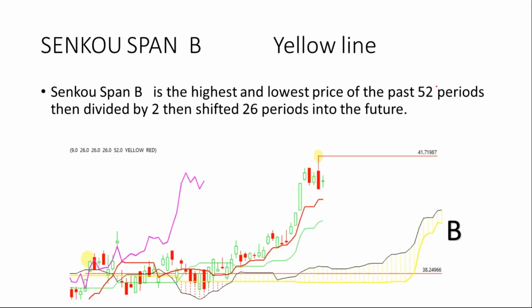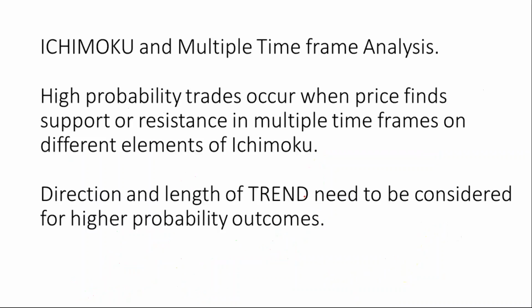So over 52 periods, it's a long gathering of price over 52 periods, and it's high-low divided by 2 and shifted forward. I've got it marked here as the yellow line, and it is simply the longer term support and potential resistance on any future movements along the way.